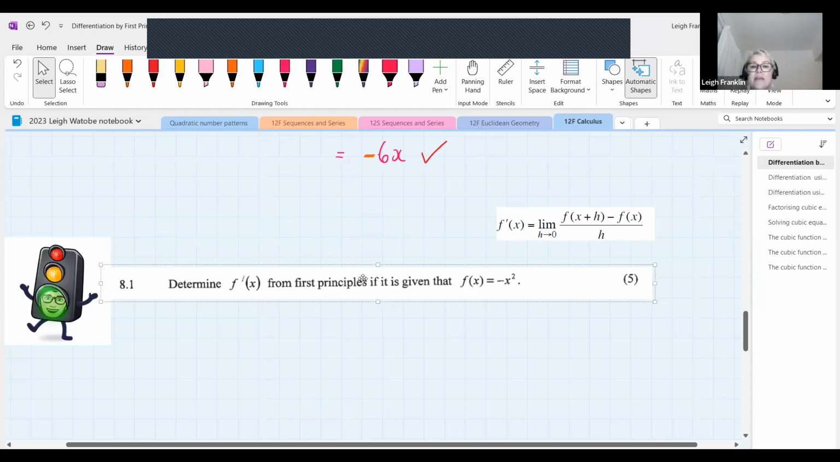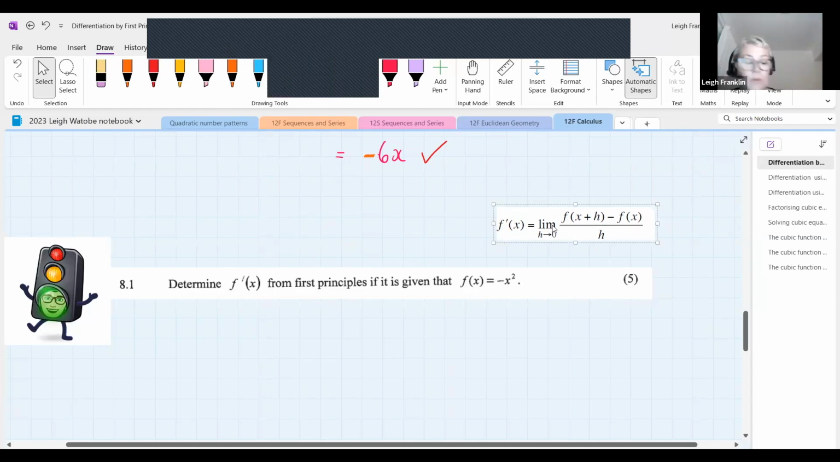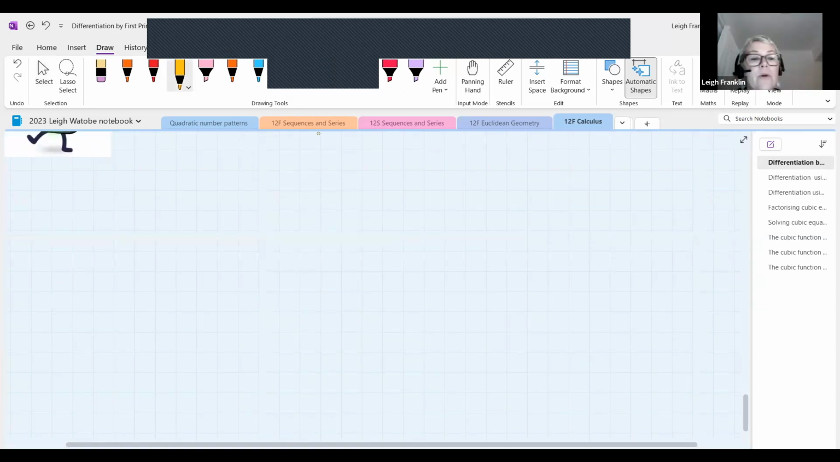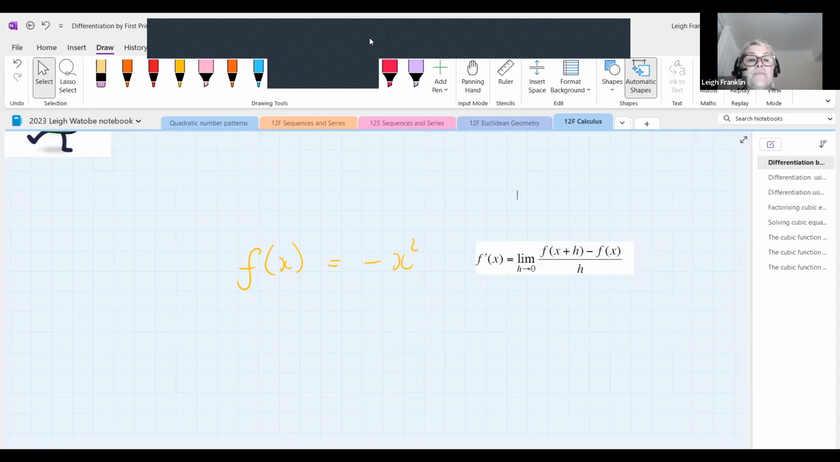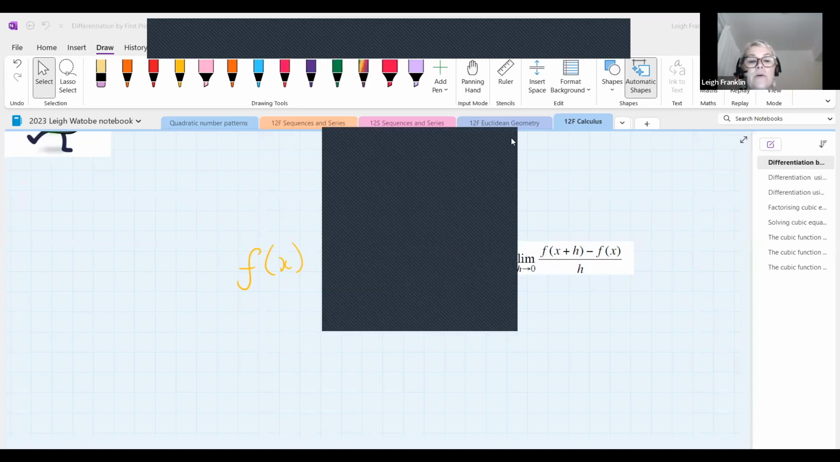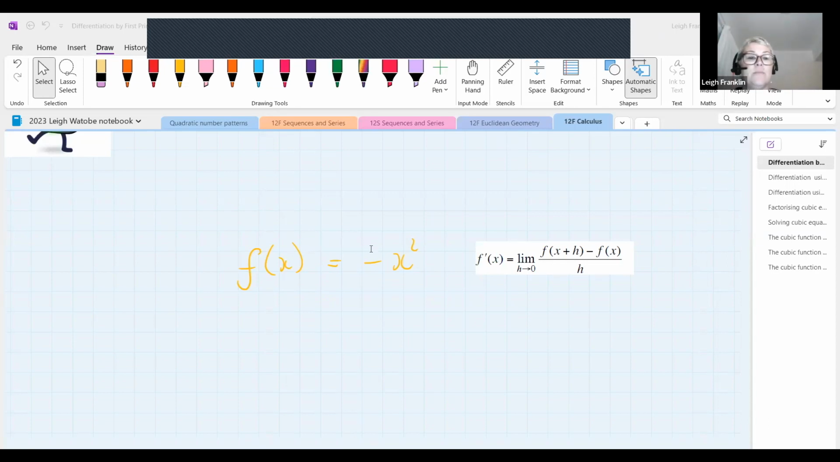So f of x equals minus x squared. So you know what I'm going to do? I'm going to go down here. All right, let's see if this is better. So f of x equals minus x squared. Can everybody see that? Yep, we can see it. And then there's your first principles formula. We are good to go, my people. Are we good to go? Yes. Okay, all right. There we go. Sorry, guys. I don't know where this comes from.